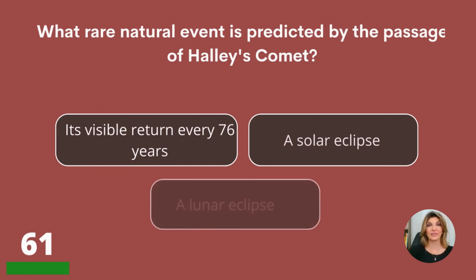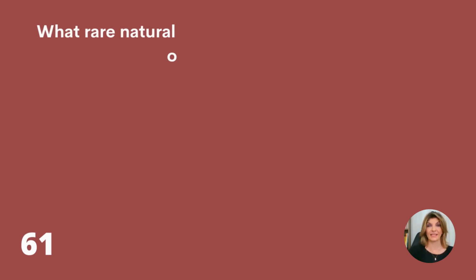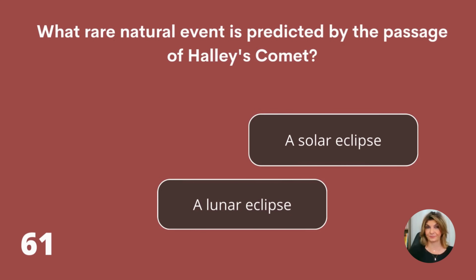What rare natural event is predicted by the passage of Halley's Comet? Its visible return every 76 years, a solar eclipse, or a lunar eclipse? A solar eclipse.